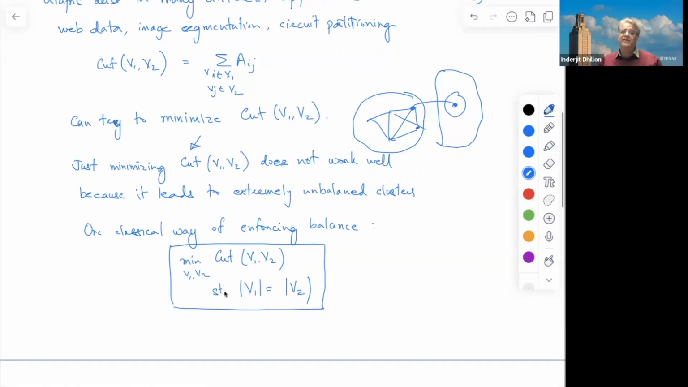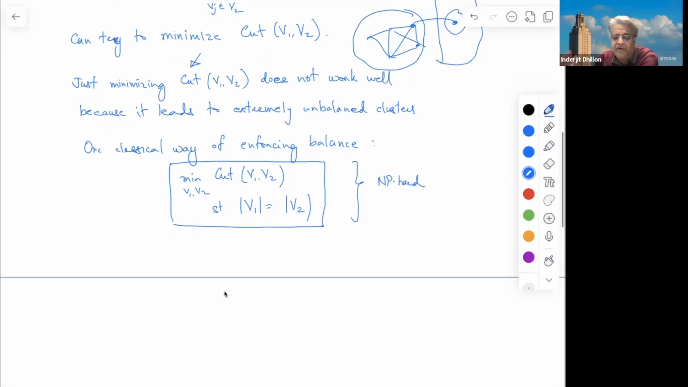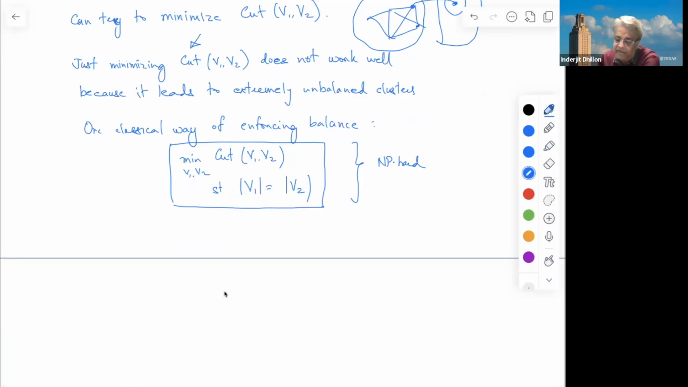In some applications, this makes sense. In some other applications, it may not, so we'll see how to get around this exact equal balance. But this has been used in applications like circuit partitioning. One issue is that this criterion leads to an NP-hard problem, which means combinatorially too many possibilities, so it's not easy to get the global optimum. As a result, people have come up with various heuristics.